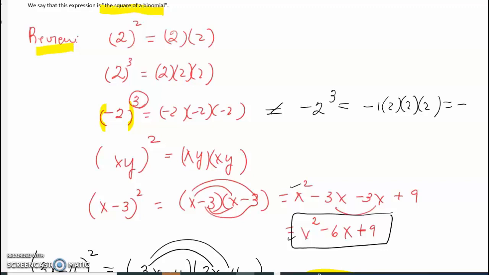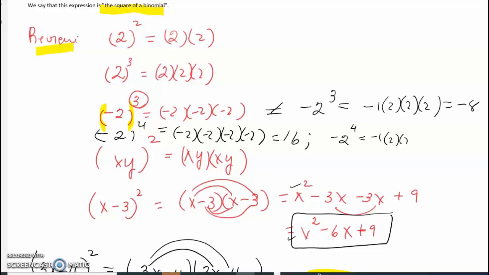Now you wind up with the same answer in this case, but if I had given you negative 2 to the fourth in parentheses, then this would mean negative 2 times negative 2 times negative 2 times negative 2, which would equal 16. In contrast, negative 2 to the fourth without parentheses would mean negative 1 times 2 times 2 times 2 times 2, and the final answer would be negative 16. But that's another issue. Okay, next.